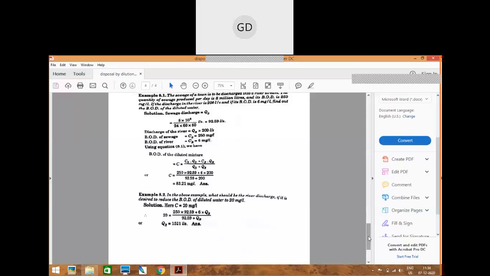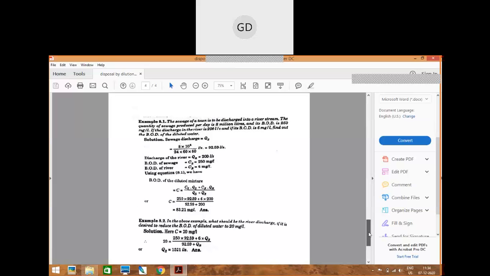Now you need to find out QR, the river discharge. So again, using the same equation, and every value is the same, you use everything and find out QR now. By using this BOD equation of the mixture, you can find out the river discharge. The final answer is 1521 liter per second.